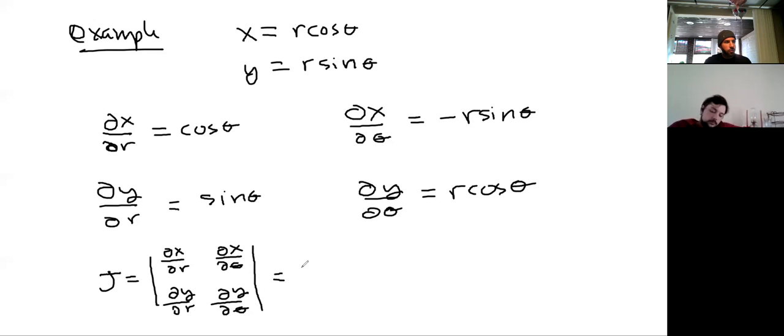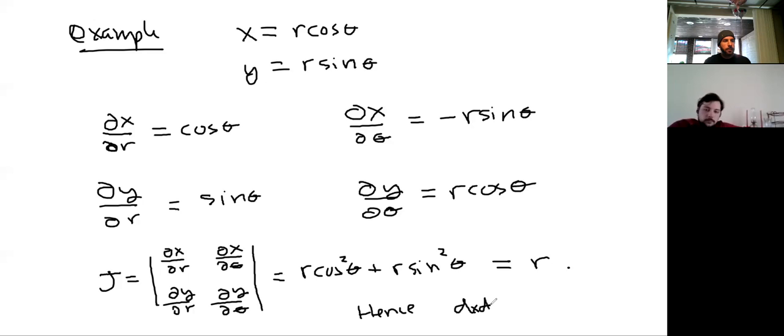And so that gives you r cosine squared. Remember, the determinant is you take the diagonals and then minus the product of the other diagonals, and this becomes plus r sine squared. And of course, this adds up to r. And so what we know is, hence, dx dy is r dr d theta.